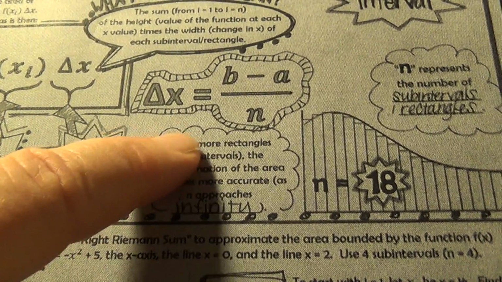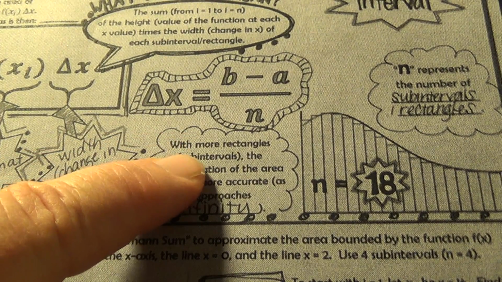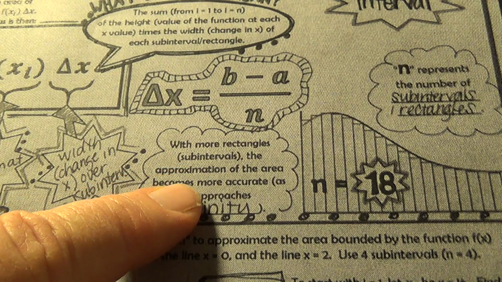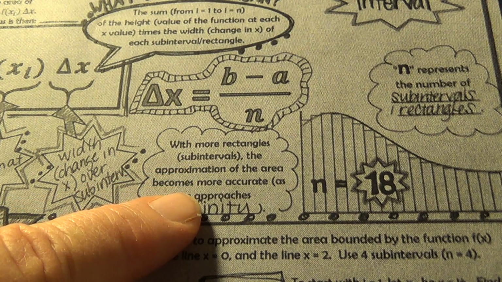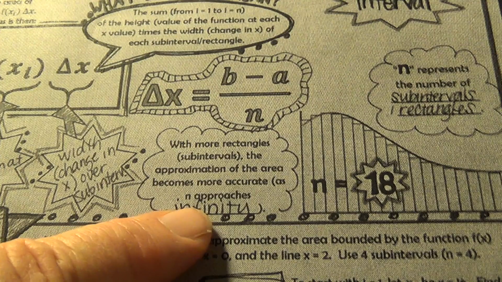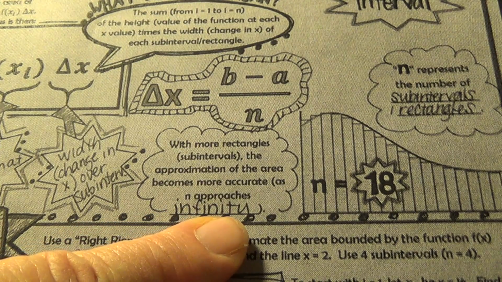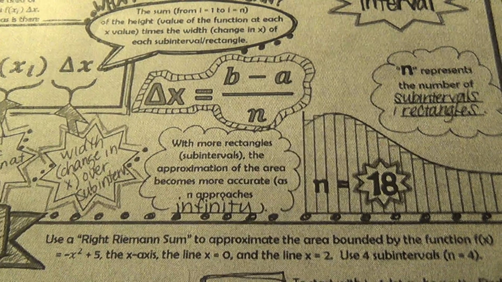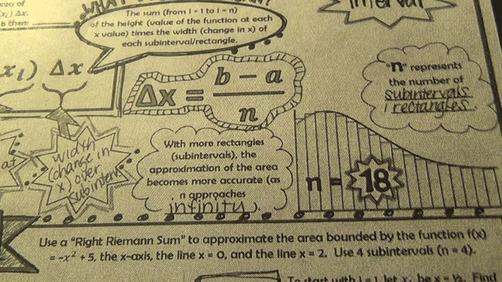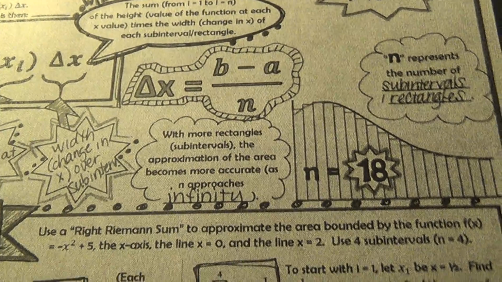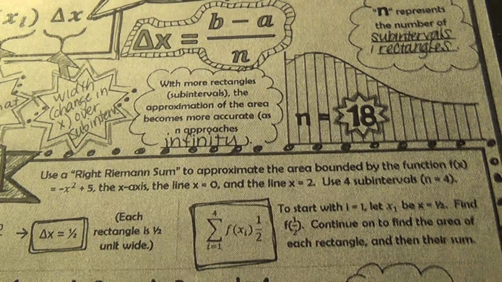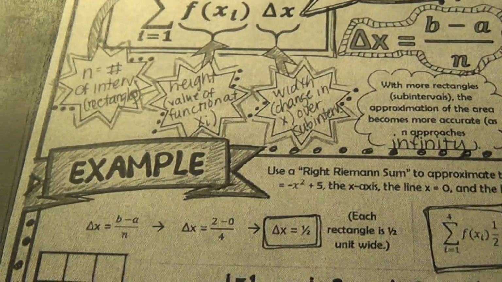And here's an important point. With more rectangles or subintervals, the approximation of the area becomes more accurate as n approaches infinity. So believe it or not, that'll be our next adventure with our Riemann sums. So we will be approaching infinity.